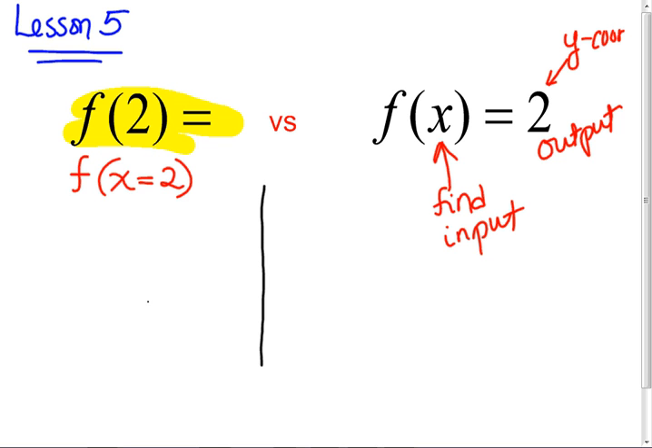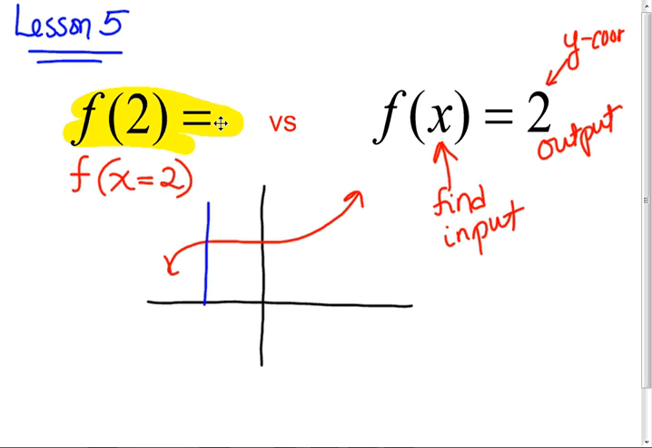If I wanted to look at a graph, which I think is the easiest way to look at it, I'll just draw any old function here. Is that a function? Does it pass the vertical line test? Yes. If I draw a vertical line anywhere and bring it across, it intersects the graph in only one place. If it intersects in more than one, it's not a function. For every input, there is exactly one output.